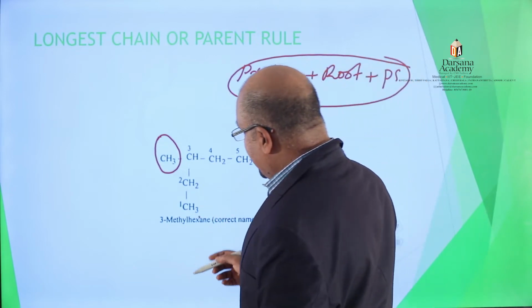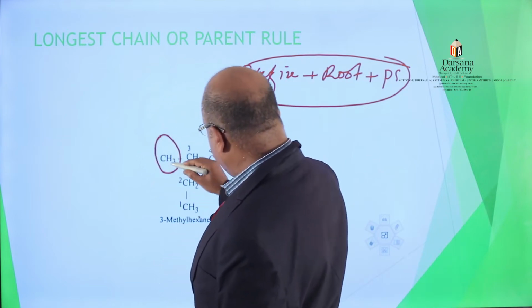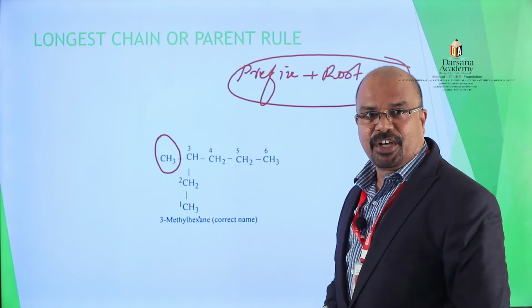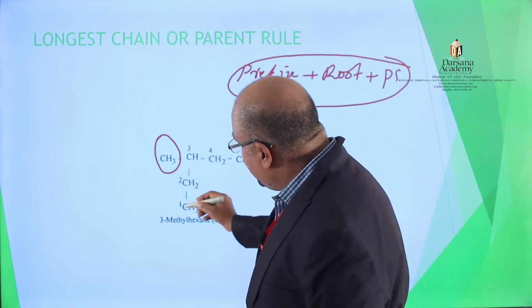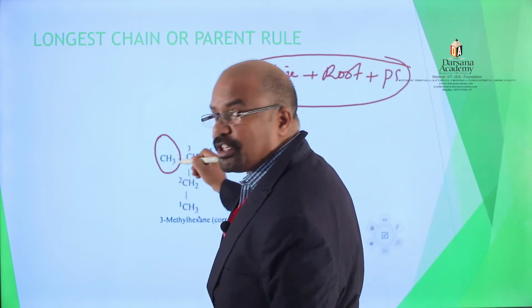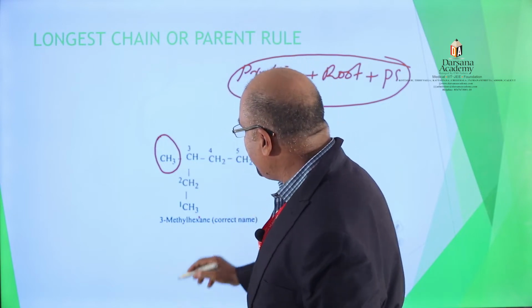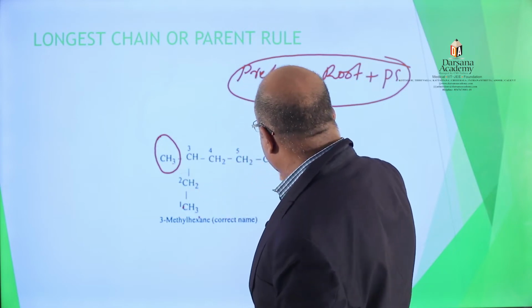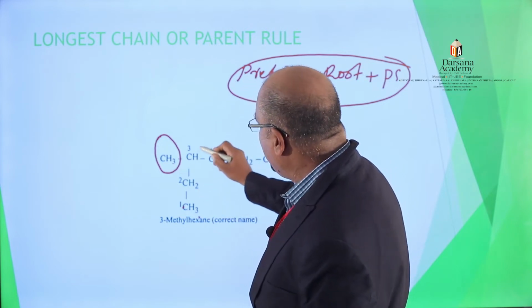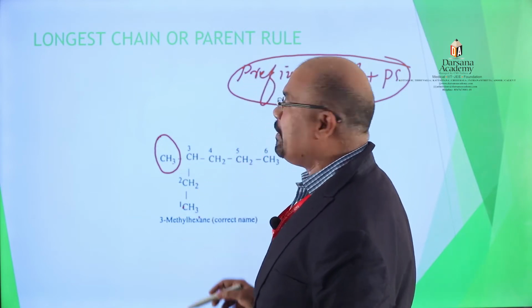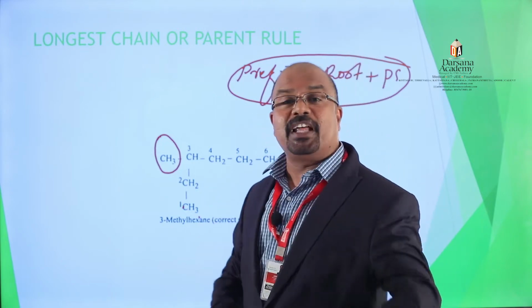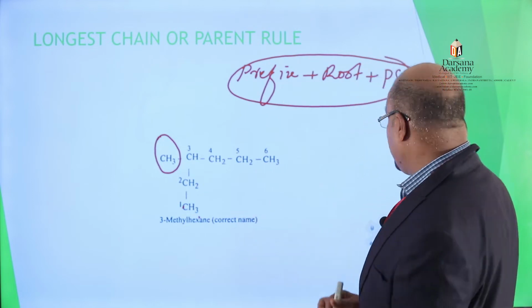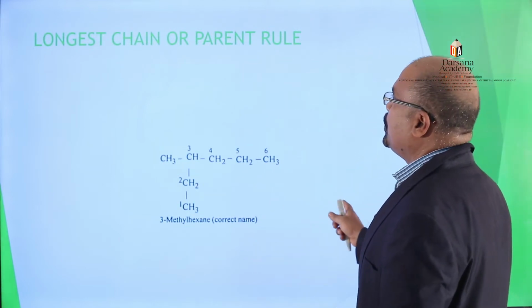For naming this branched chain hydrocarbon, we have to number the position of the substituent, giving the smallest number possible. So we start from here: 1, 2, 3. If we start from the other side, 1, 2, 3, 4, the position would be 4. Anyway, 3 is smaller than 4. So the name of the compound is 3-methylhexane.